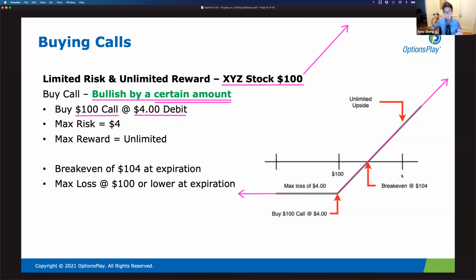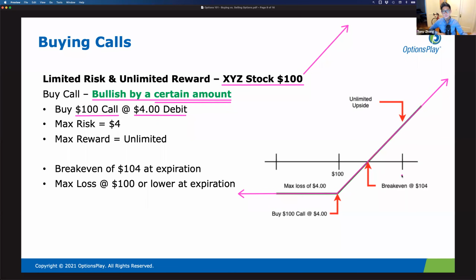So for a lot of investors, when you first look at the strategy, you say, wow, I can get unlimited upside if I'm right. And I only have to pay $4 to get into the trade to control a $100 stock. Instead of paying $100 a share, I'm only paying $4 a share. I get unlimited upside, and my losses are capped at just $4. No matter what happens, even if the stock goes to zero, I can only lose $4.